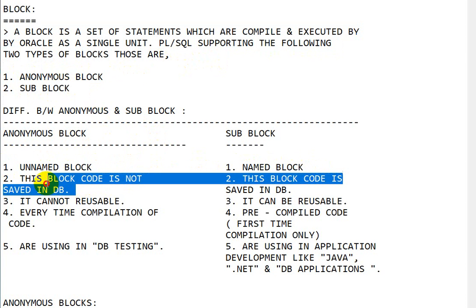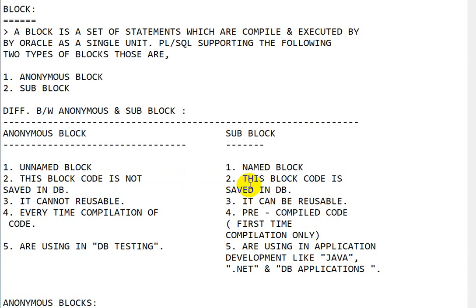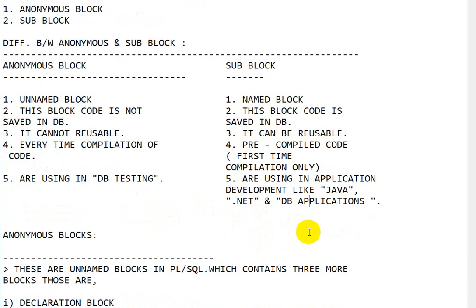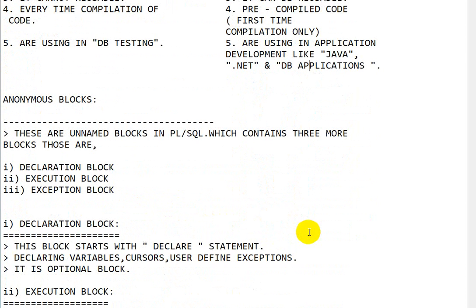Second difference is this block code is not saved in the database, but in the case of sub blocks this block's code is saved in the database. And the third difference is it cannot be reusable, but the sub blocks can be reusable. Fourth difference is every time compilation of code is happening with the anonymous block, but in the sub blocks pre-compiled code. That means first time compilation only happens. Fifth difference is these are used in database testing and sub blocks are used in application development like Java, .NET and DB application. So let us see anonymous block.